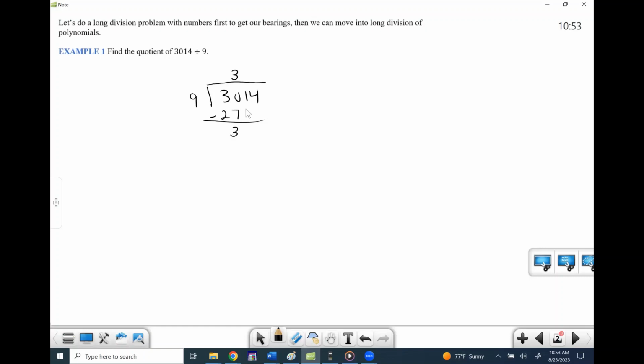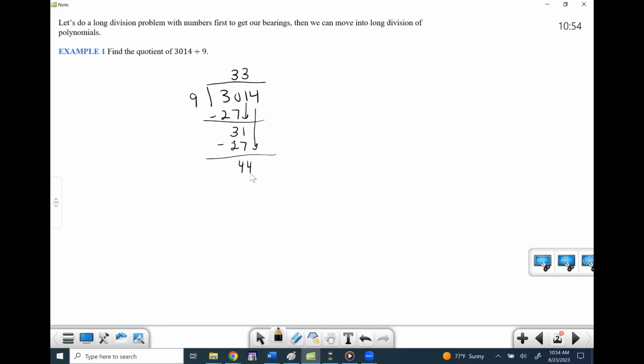All right, so we got to bring down the next number. And now all the math is done down here. So how many times does 9 go into 31? I think it'd be the same amount, because 3 times 9 is 27. Don't forget, change the sign. So 31 minus 27 is going to be 4. Bring down the next number.